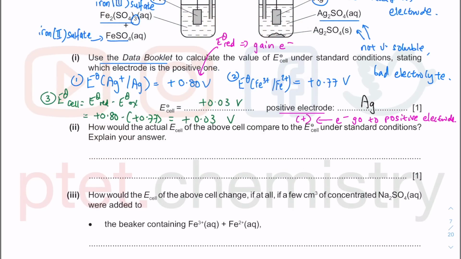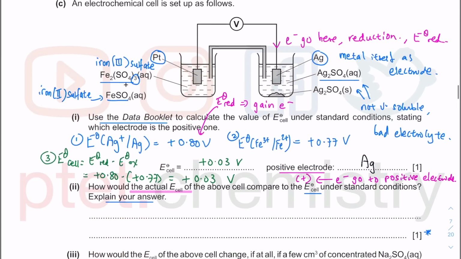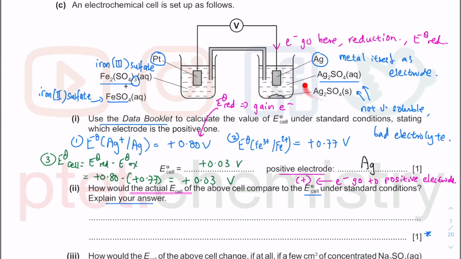Now that was based on the E naught cell value. That was based on the value in the data booklet, assuming standard concentration. But this question now is asking you, how would the actual E cell vary compared to the E cell under standard condition? Explain your answer for just 1 mark. We can see that in this equilibrium, this is not going to be under standard conditions as this is sparingly soluble. So the Ag2SO4 is very sparingly soluble.